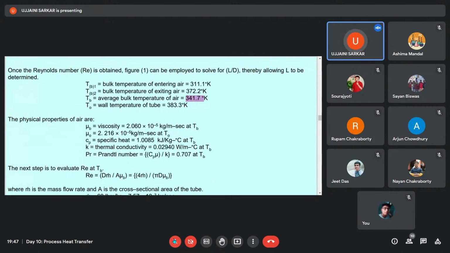But can you tell me, viscosity of what are we finding out at wall temperature? Viscosity of what?